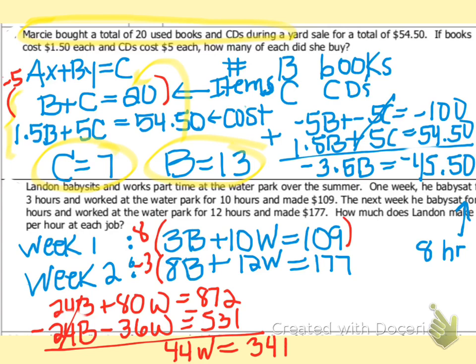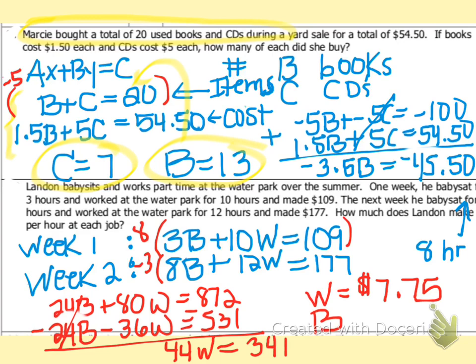And all we have to do now is divide by 44. And we find out, oops, I did something wrong. Hold on just a minute. That's not right. Actually, that is right. I don't know why that bothered me, that it was $7.75. That makes perfect sense. The wages working at the water park were $7.75, which is what we're trying to find, how much they make at each place for those hours. And so the water park is $7.75, and if we wanted to find how much Landon makes babysitting, we just have to take that $7.75 and plug it into one of the equations, whether it be one of the originals or these new ones.